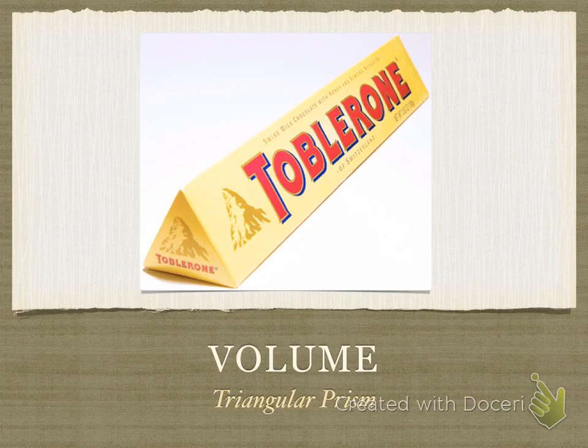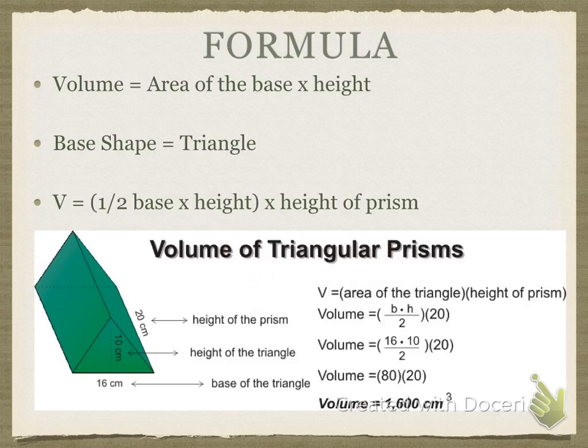This lesson is about calculating the volume of a triangular prism. The formula for the volume of a triangular prism is very similar to that of the volume of a rectangular prism. What that means is that we are still going to have to calculate the area of the base and multiply that with the height of the actual prism. The only difference is the base shape in a triangular prism is a triangle.